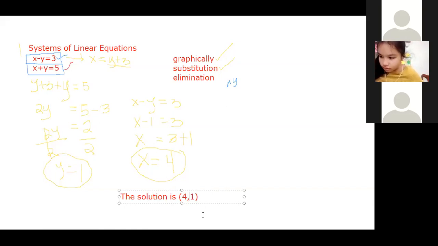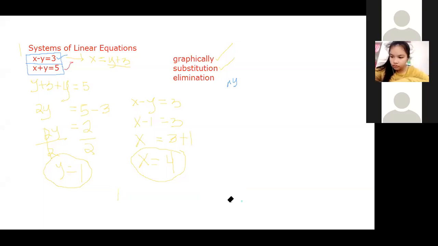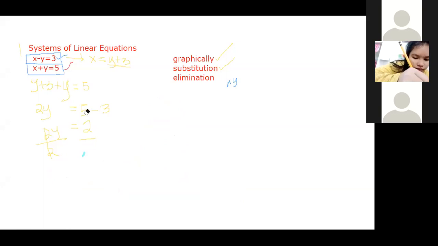So, take note. I will post this one so you can see it again. How we solve it. The way we solve it. Alright. So, delete ko na ito. Proceed na ako sa elimination method. Elimination method. Listo kayo ha, mag-picture ng ating screen. Anyways, I will post this one in our YouTube channel.